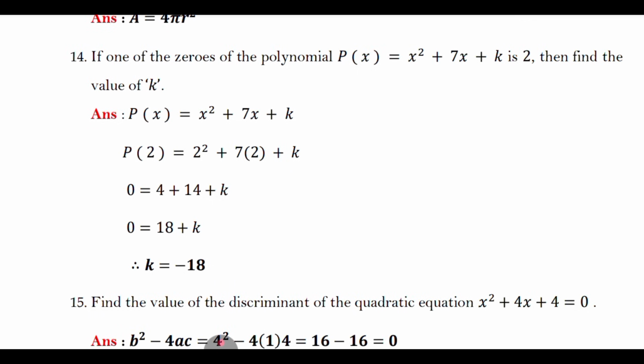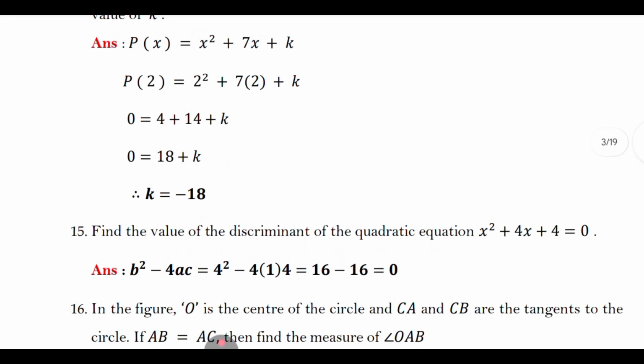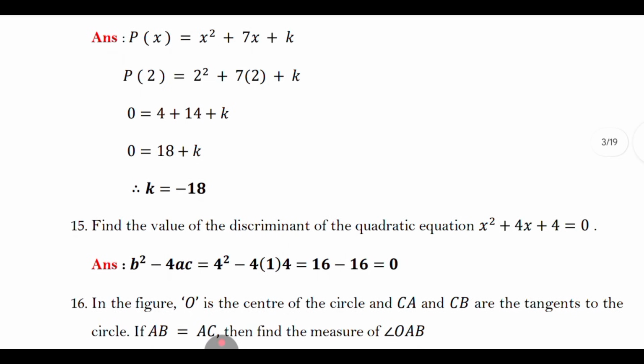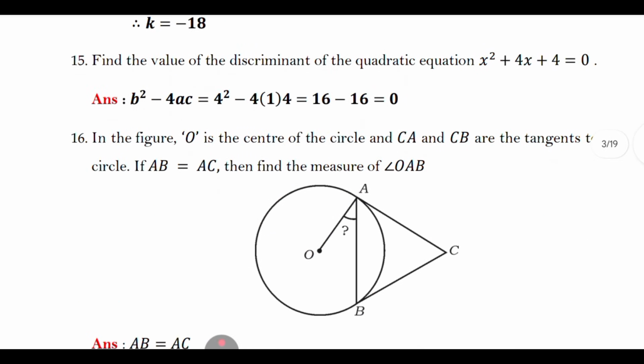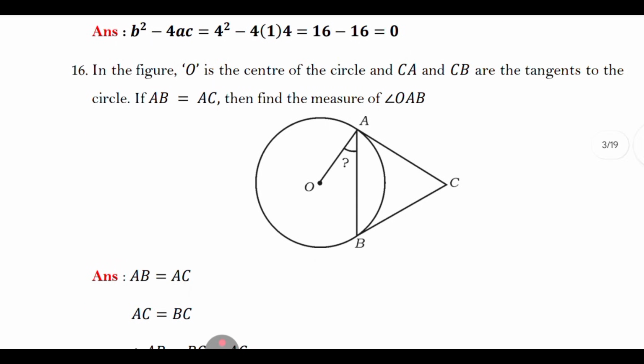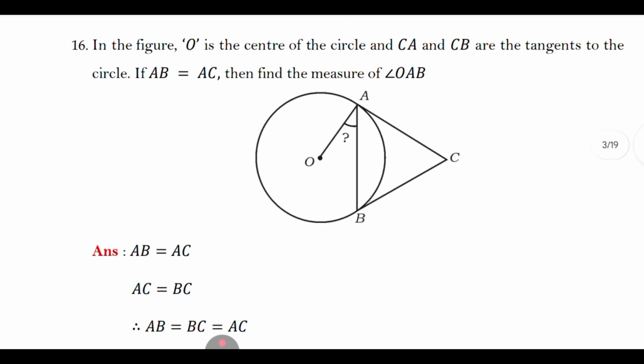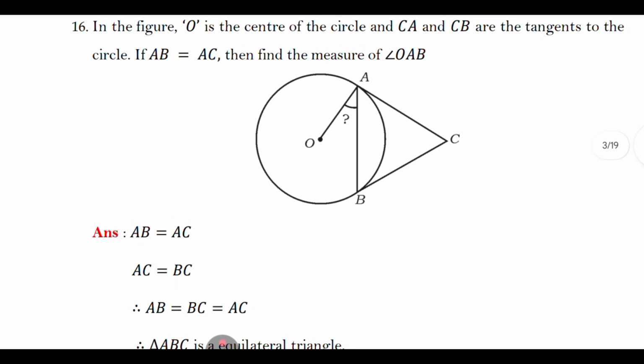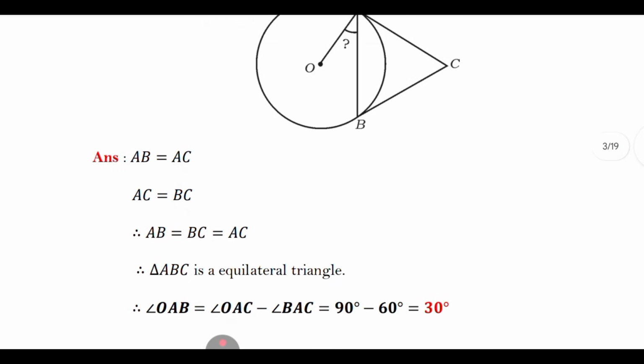14th question, if one of the zeros of polynomial p of x is equal to x square plus 7x plus k is 2, then find the value of k. This is the answer for that. Now find the value of the discriminant of the quadratic equation x square plus 4x plus 4 is equal to 0. So this is the answer, that is 0. In the figure, this is from the chapter circles. So you can read it on your own.